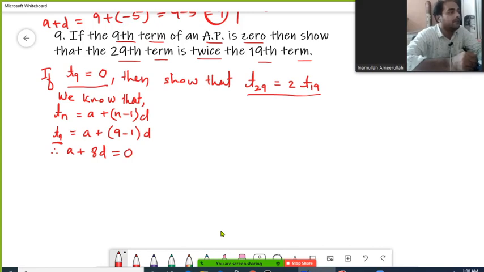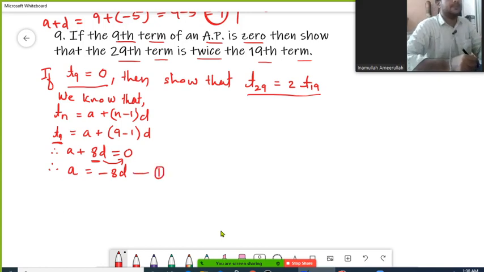So if a plus 8d is 0, I am keeping a in its place. This is positive 8d. When I bring it to the right hand side, it will become negative 8d. So here we have a relationship between a and d, which indicates that a is equal to minus 8 times d, and this we can consider as equation number 1. This is our first set of information. Then similarly, we will find out T29 and T19 also.